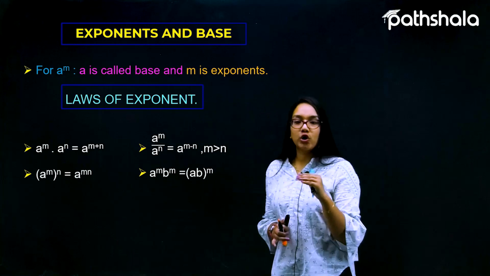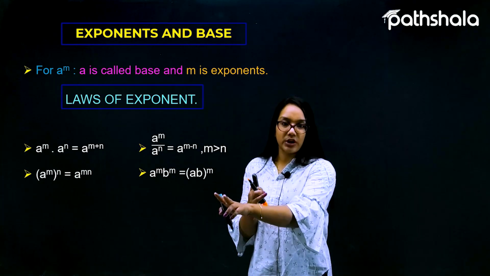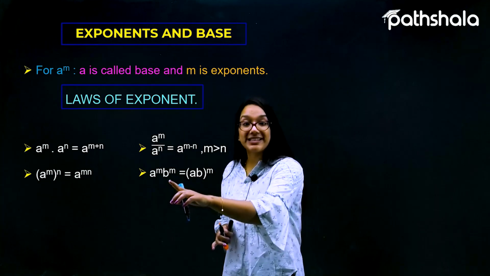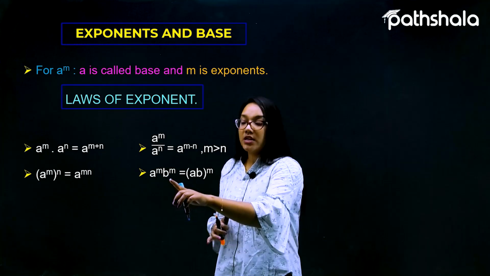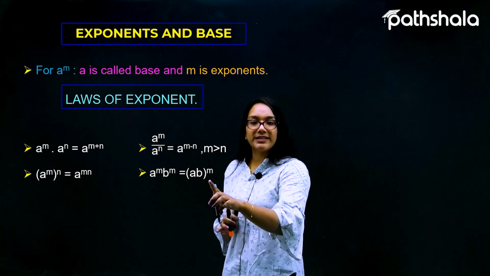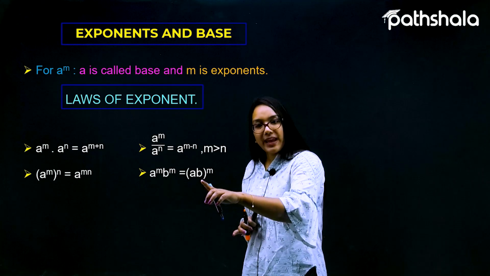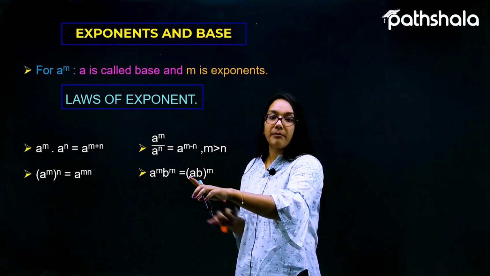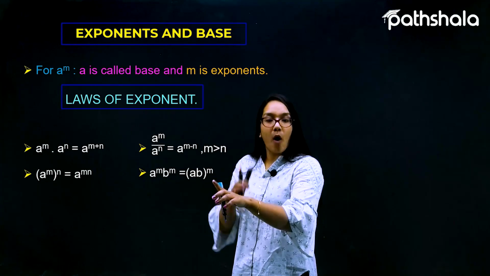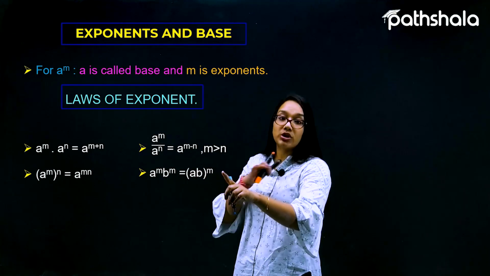Let's move further. The fourth law of the exponent says that when the bases are different from each other, a raised to the power m and b raised to the power m, here the base is a and here the base is b. Whenever the bases are different but the powers are the same, the bases get multiplied with each other and the power stays the same. So a raised to the power m times b raised to the power m can be written as ab whole raised to the power m, because both of them have the same power m. So m will be common outside the bracket.